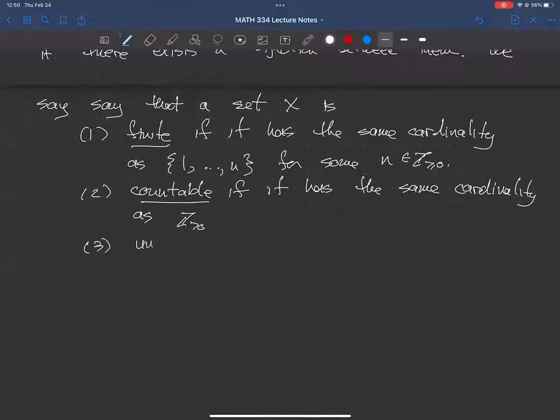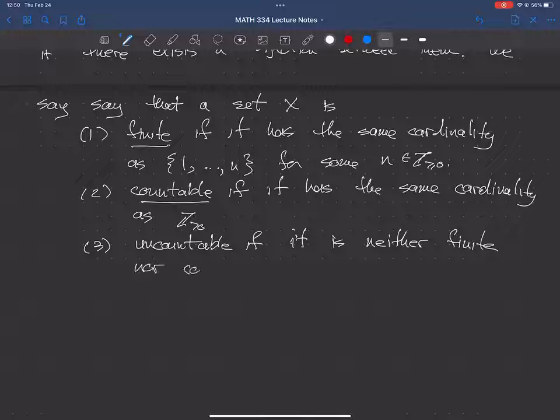It's uncountable if it is neither finite nor countable. Okay, so I guess I'm assuming X is not the empty set.